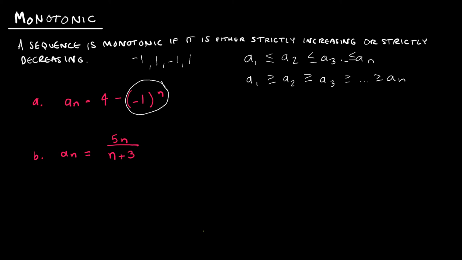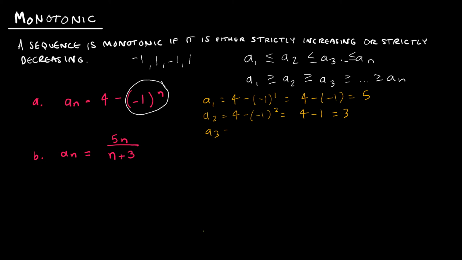And so it's clear before I do any kind of work at all that if I take 4 minus negative 1, 4 minus positive 1, that's not going to be strictly increasing or strictly decreasing. But remember that you can always just do the work and actually figure out the first few terms to find the pattern. So 4 minus negative 1 to the first, we already said that's going to be 4 minus negative 1, which is going to be 5. And then a sub 2, 4 minus negative 1 squared, which is 4 minus 1, which is 3.